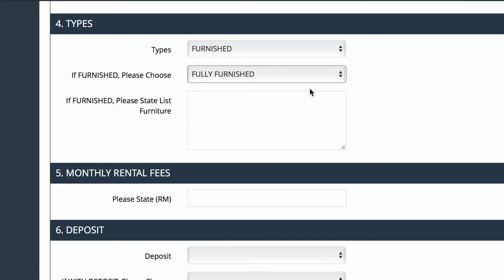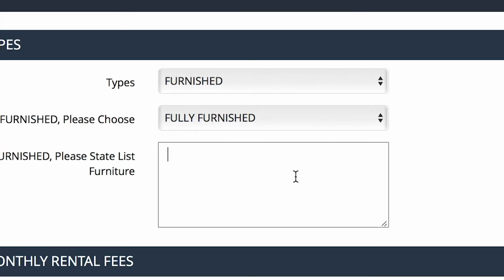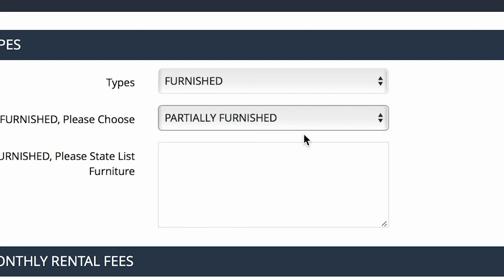You can choose fully furnished if your property is equipped with essential household items. They may include sofa sets, table lamps, bed frames and mattresses, a wardrobe, electronic appliances, or even kitchen utensils. Meanwhile, partially furnished property refers to a property that comes with only basic necessities such as a refrigerator, a washing machine, curtains, and dining sets, but may be limited to a television, sofa sets, mattresses, and others.